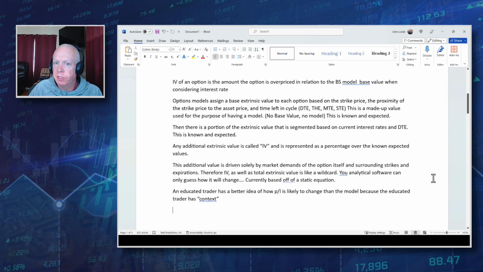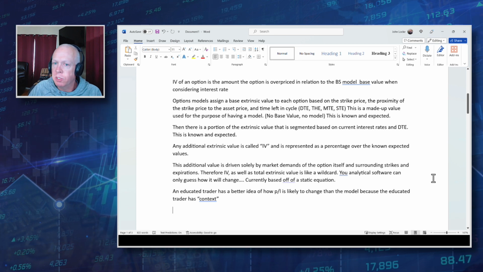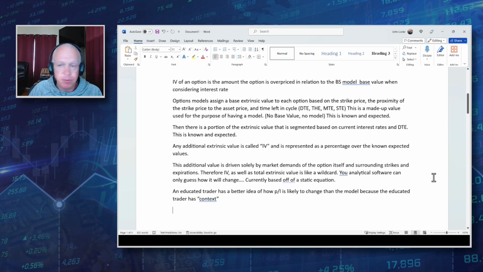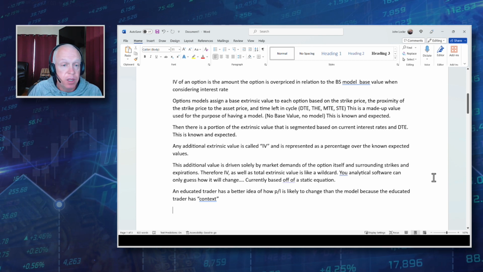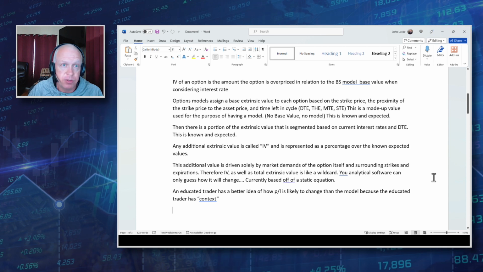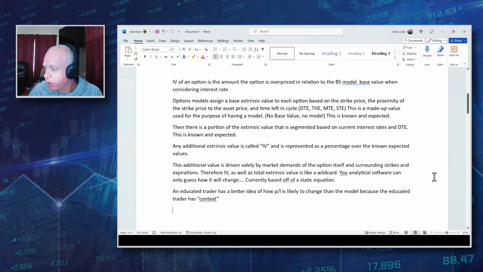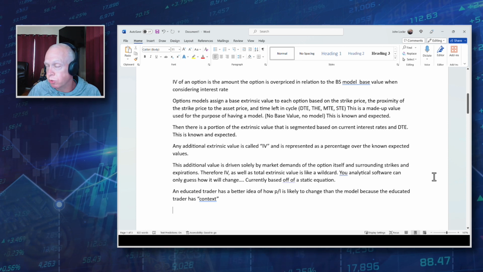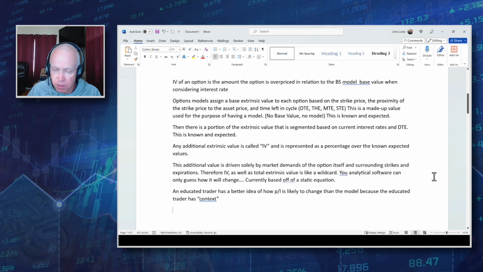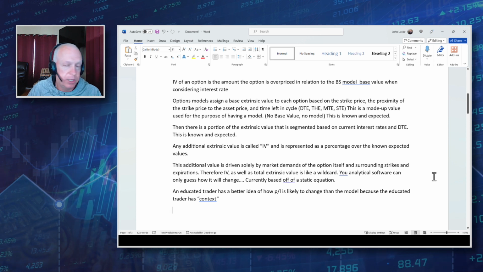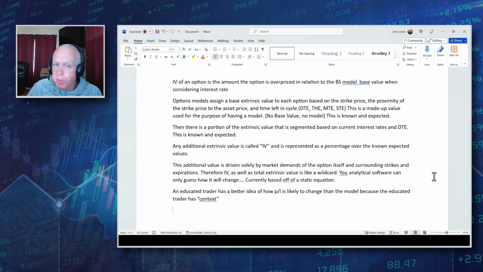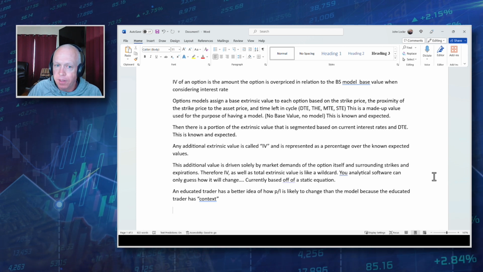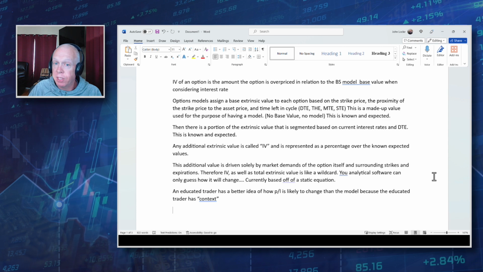And what that implied volatility number is, it's the amount the option is overpriced in relation to the Black-Scholes model base value when considering interest rates. So there's this model that the market makers use, and there are several of them, but we'll just say the Black-Scholes model because it's the most commonly known one to the retail trader. The way the model works is it assigns a base extrinsic value.